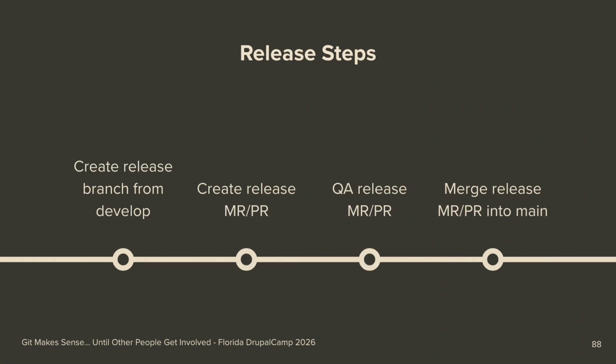At the end of our sprint cycle, or once the release manager has decided that this group of features is ready to deploy, they can create a release branch from the develop branch. They will create a merge request or pull request targeting the main branch from the release branch. The QA team will review the merge request or pull request. If you have these preview environments, it makes it really easy to make sure that the release is going to deploy smoothly. And then we're going to merge the release merge request into main.